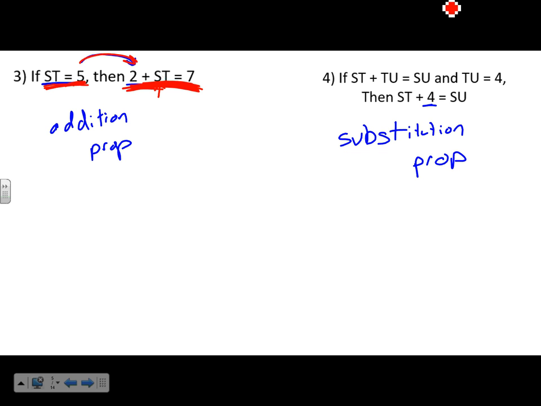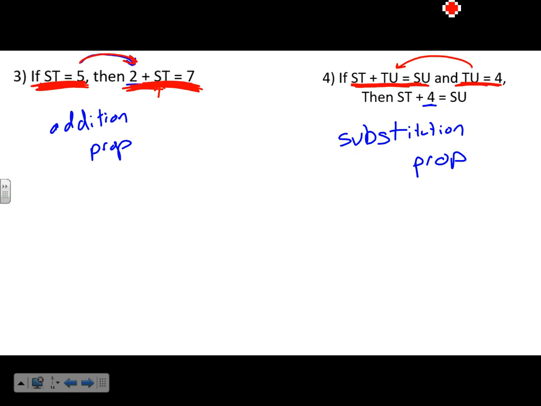You're adding 2, or that's where you're putting into that. Over here, if you look at the difference, this if is just one little statement here, ST is equal to 5. This one has everything. It has the little equation, and it has TU is equal to 4. So that's one way you can tell it's substitution, because they give you both of them. They give you a little expression, and they give you what something is equal to, so that way you can plug it in. Over here, they didn't give you that. They just gave you ST is equal to 5.